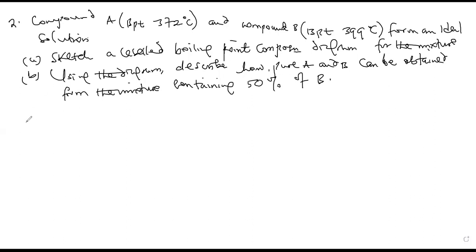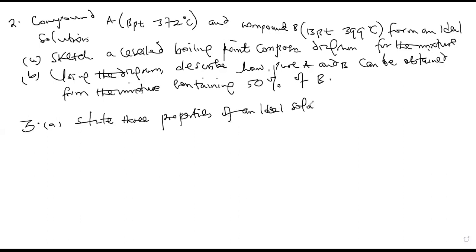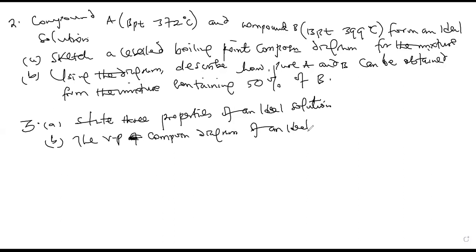Feel like giving you the final question. Let me give you the final question, 3. A, state 3 properties of an ideal solution. B, the vapor pressure composition diagram of an ideal solution of liquids A and B is shown below.